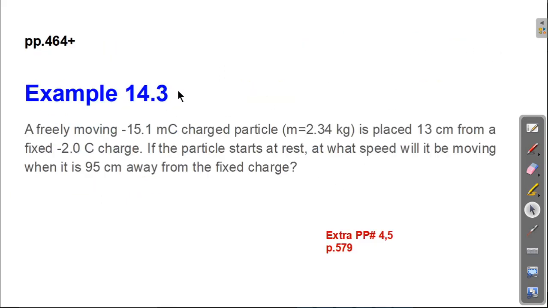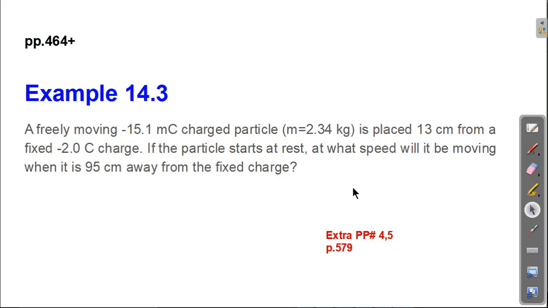Let's look at example 14.3. It says a freely moving negative 15.1 millicoulomb charged particle, and they give us the mass in kilograms. This is nice. The next is not so much, you're going to have to change it. It is placed 13 centimeters, wrong units, from a fixed negative 2.0 coulombs. This is good. If the particle starts at rest, at what speed will it be moving when it is 95 centimeters, wrong units, away from the fixed charge? Okay. Let's see what we do here.